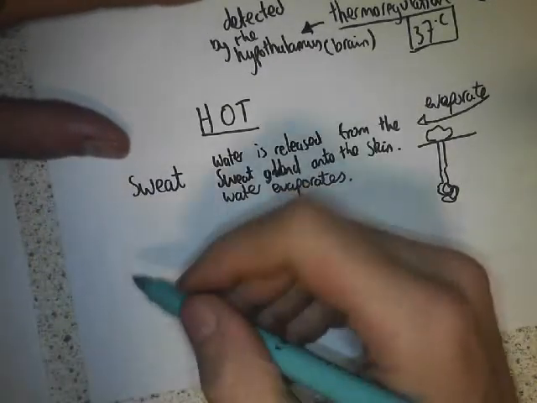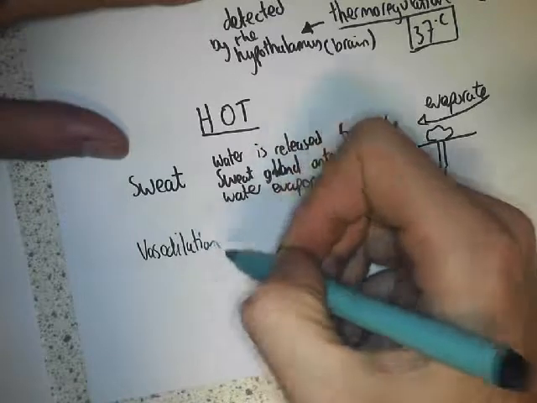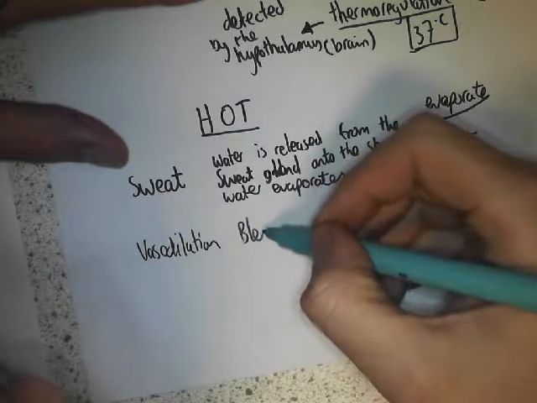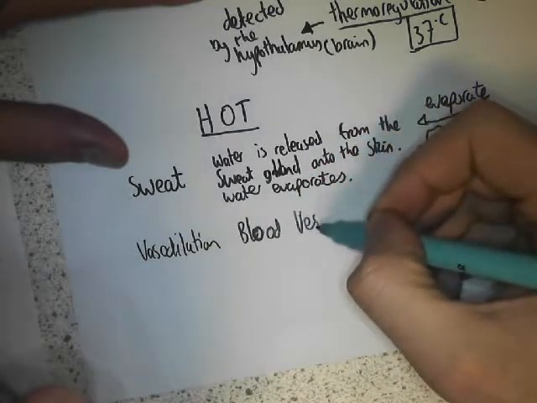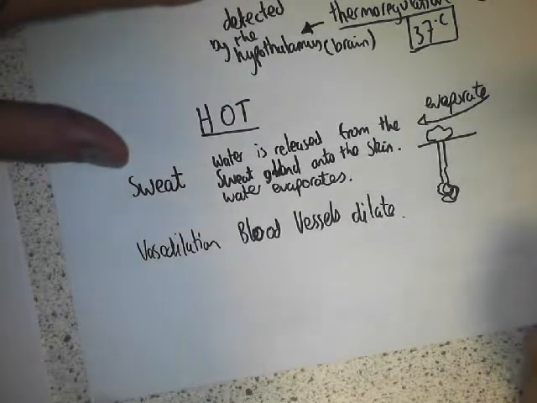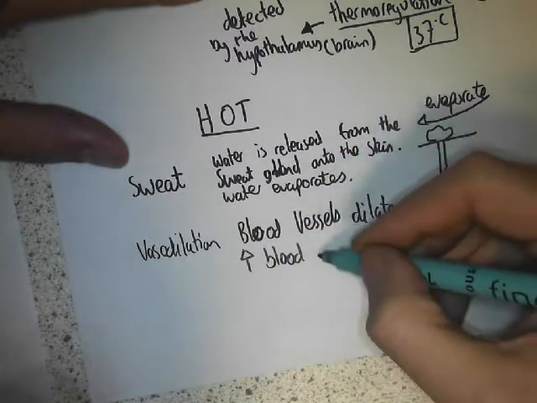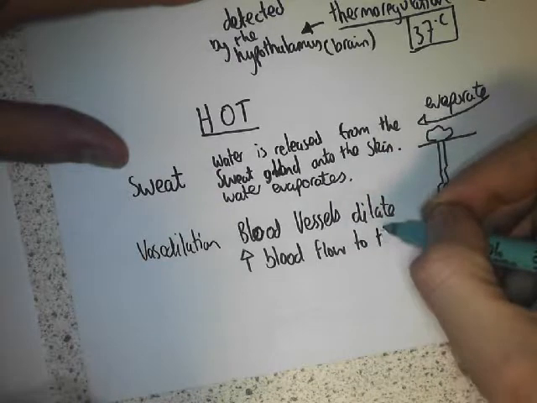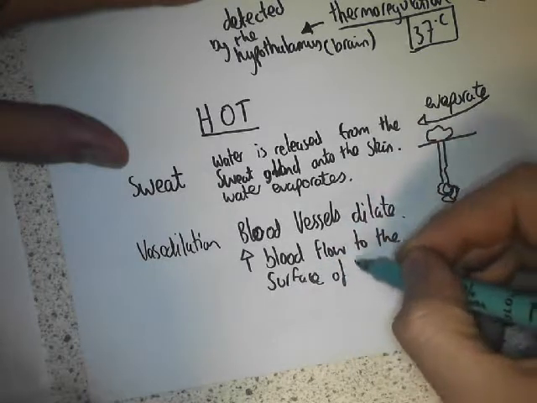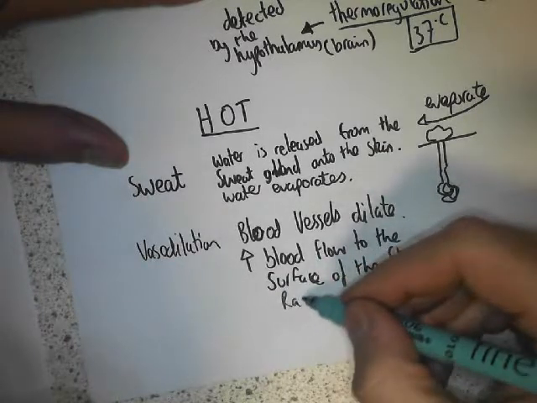The next mechanism is vasodilation. What is vasodilation? Vasodilation is where the blood vessels dilate. So how does that help us? That helps us because we get an increase in blood flow to the surface of the skin, losing heat through radiation.